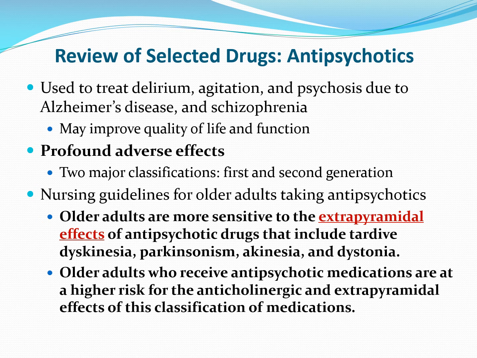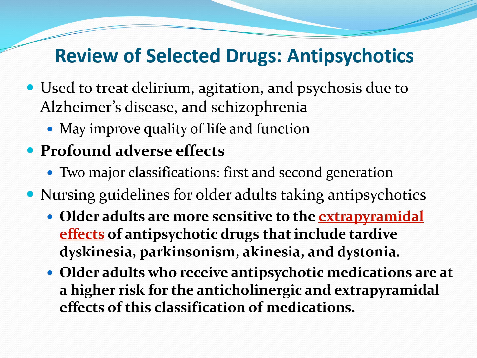Antipsychotics are one of the common medications used in older adults. We use them to treat delirium, agitation, or psychosis, or even patients who have Alzheimer's or schizophrenia. They can improve quality of life, of course, and the function of an older adult. However, they have profound adverse effects, very huge adverse effects. The two major classifications are the first and second generation. Our nursing consideration or guideline for these antipsychotics needs to include multiple points.